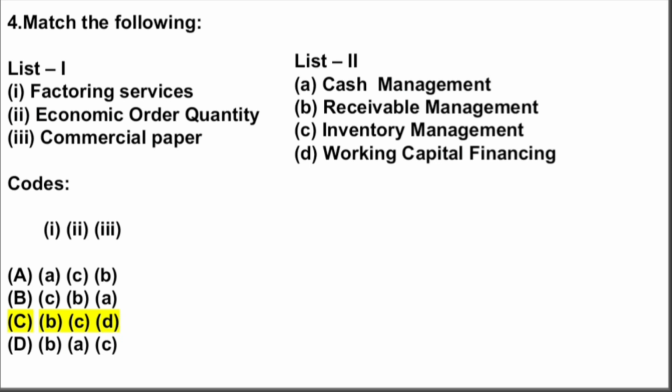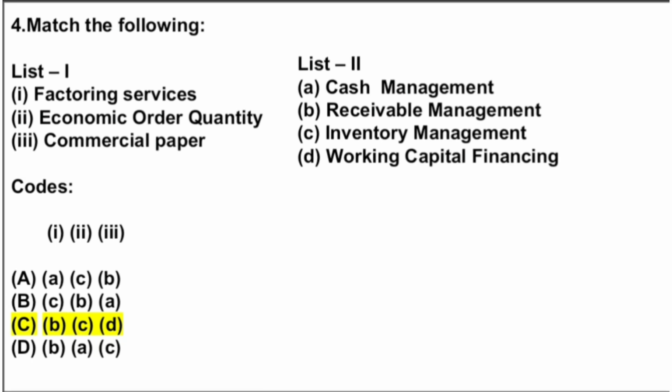Inventory management, right? What do you mean by economic order quantity? It is the ordering quantity which is most economical to order at a time, or the quantity that minimizes the total cost of inventory. And the total cost of inventory includes the ordering cost and carrying cost.